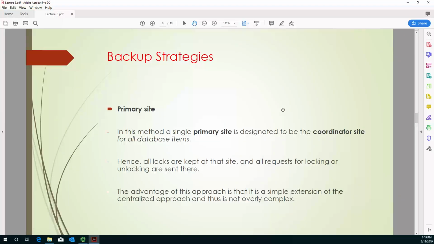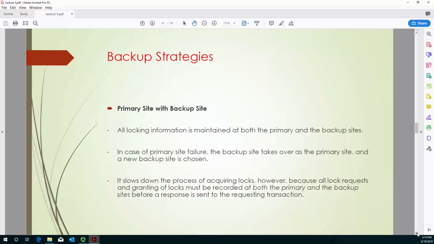All right, so that was about data governance and information governance. So let's talk about backup strategies. So in backup strategies, primary site is the primary place or the primary server where the data is stored. And there are backups of the primary site, which makes it a backup site.